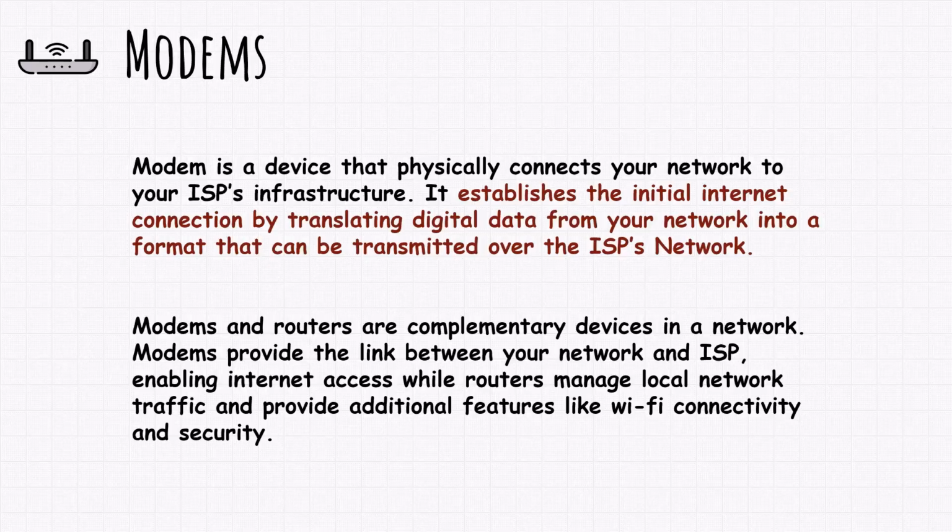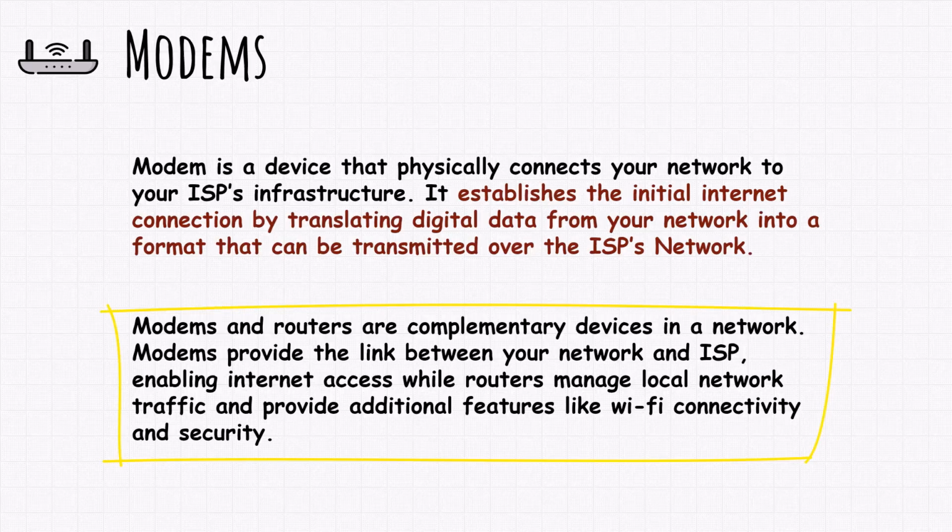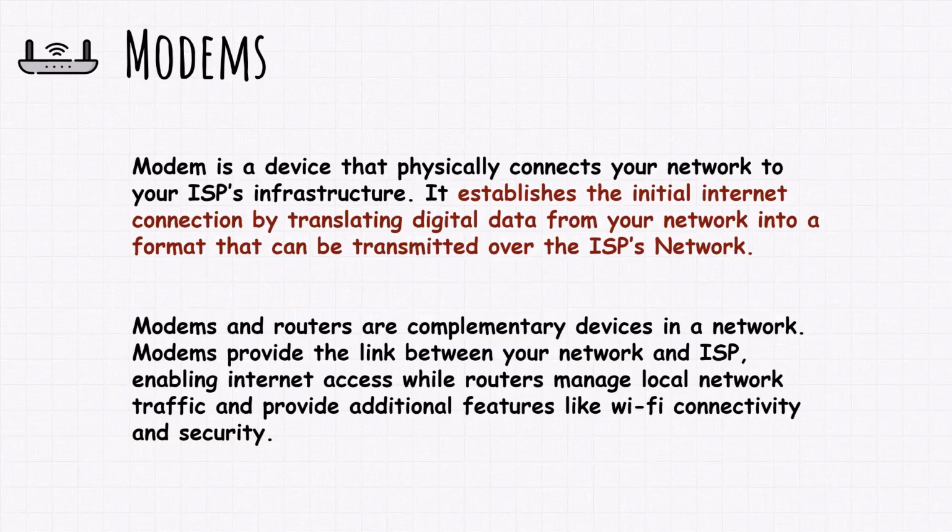Now, same as with switches, modems can also sometimes be confused with routers. So to summarize the differences that you should remember, we can say that modems and routers are complementary devices in a network. Modems provide the link between your network and your ISP, enabling internet access, while routers manage local network traffic and provide additional features like Wi-Fi connectivity and security. In many home network setups, these functions are combined into a single device for convenience, known as a modem-router combo.